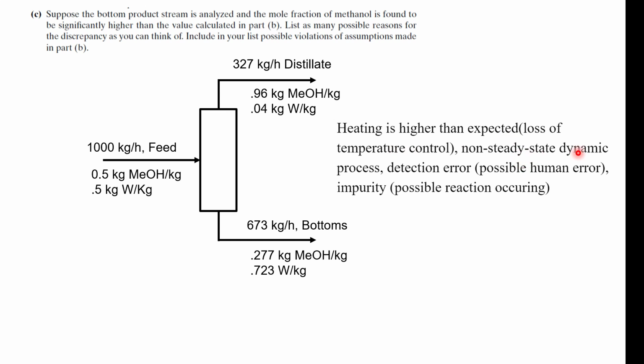Another example is a non-steady state or dynamic process. So, you know, in this case, we're assuming that it's steady state, just a general assumption, but maybe it's actually non-steady state. It's not fully optimized to be an equilibrated system. Perhaps there's some detection error. You know, it says that it's just analyzed. Okay, well, what does that mean? Is the detector not working properly, or perhaps there's a possible human error? You know, that's another example of analyzing this type of system outside the box. Or perhaps there's even impurities in the system, maybe even a reaction occurring. Maybe there's some other stuff other than just methanol and water. So maybe these are some possible assumptions that might have been wrong, or some other impurities in the system.